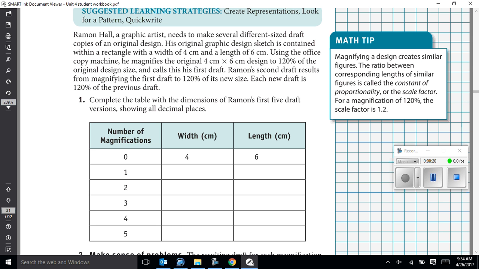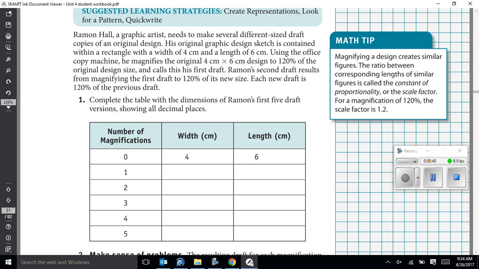All right, so looking at the paragraph there, we have Raymond Hall, a graphic artist, who needs to make several different size draft copies of an original design. His original graphic design sketch is contained within a rectangle with a width of 4 centimeters and a length of 6 centimeters.